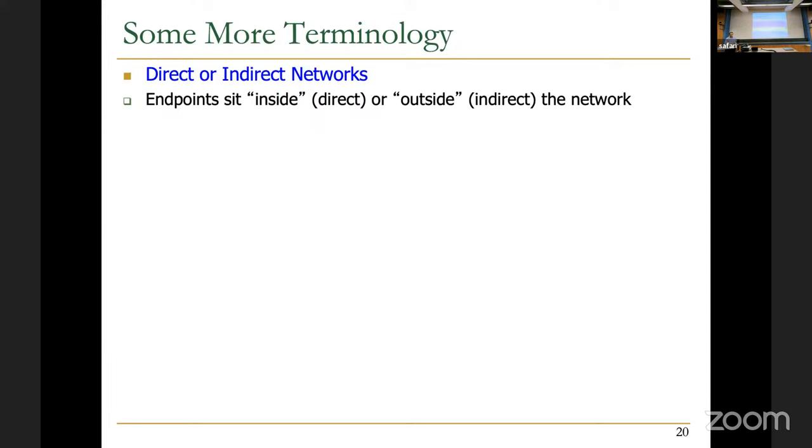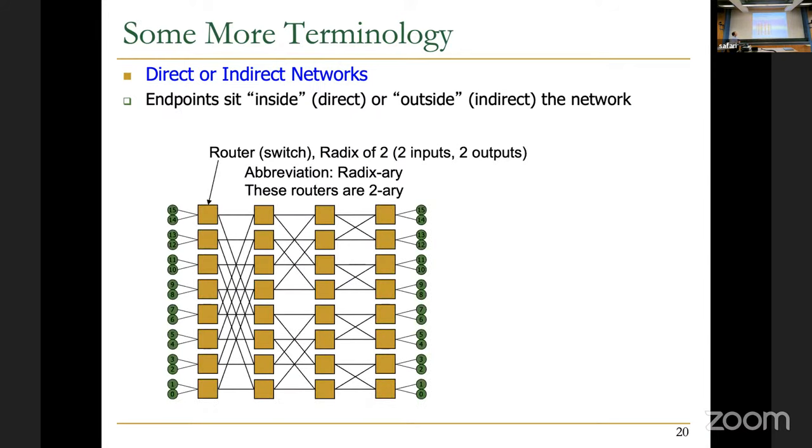Okay. So some more terminology. Another one is direct or indirect networks. It is defined by the topology of your network. Endpoints sit either inside, which we call direct, or outside, which we call indirect, the network. This is a picture of an indirect network. These are the endpoints, like the sources, and these are the destination nodes. We have several switches in between, and these switches are transferring packets and messages from source to destination. So this is an example of an indirect network.